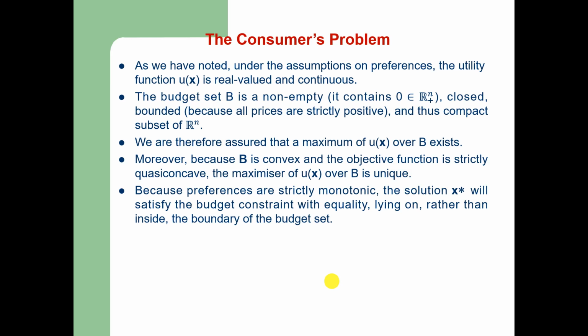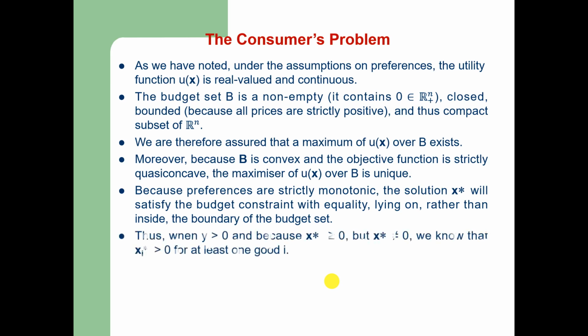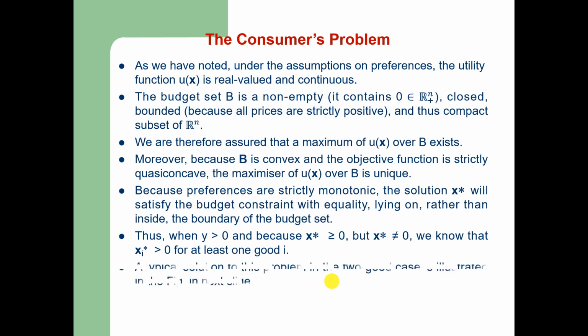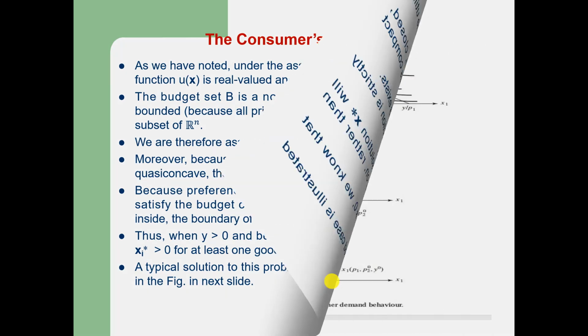Because preferences are strictly monotonic, the solution X star will satisfy the budget constraint with equality, lying on the budget line rather than inside the boundary of the budget set. Therefore, when Y is greater than 0, that is when income is positive, and because X star is greater than or equal to 0 but X star does not equal 0, we know that X star i is greater than 0 for at least one good i. A typical solution to this problem in the two good case is exhibited in the figure in the next slide.